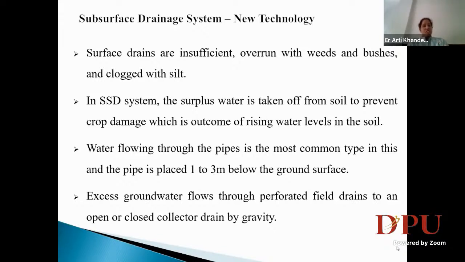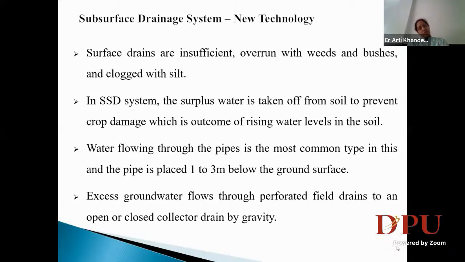Surface drains are insufficient, overrun with weeds and bushes, and clogged with silt. In the SSD system, the surplus water is taken from the soil to prevent ground damage caused by a rising water level in the soil. The subsurface drains never allow the water level to increase. Water flows through pipes, the most common type, and the pipes are placed 1 to 3 meters below the ground surface.